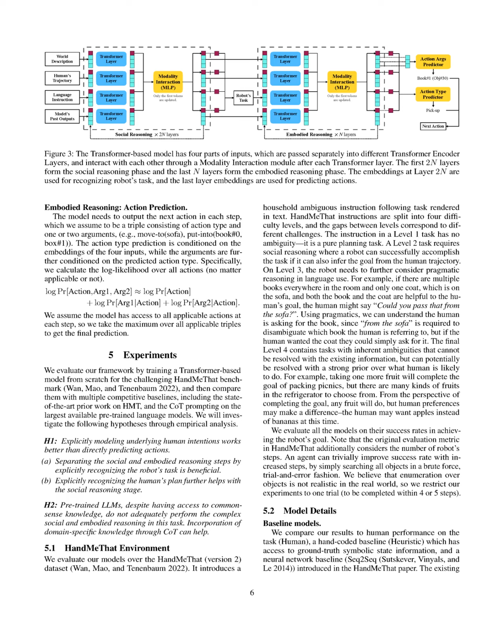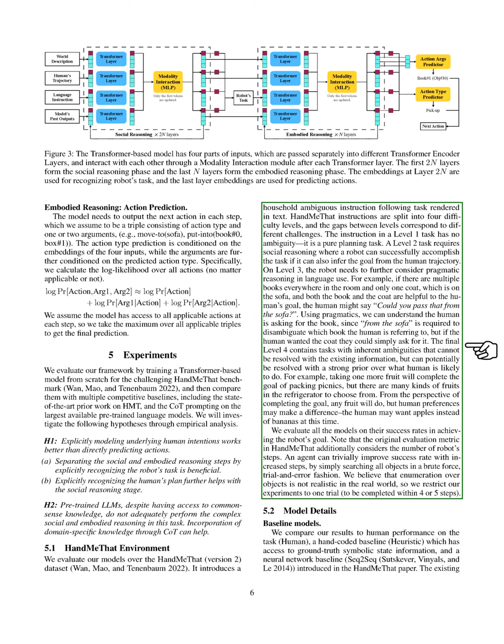Section Summary. In this section, we introduce our predictors for intermediate reasoning and final actions, trained using cross-entropy loss, while outlining our approach to human plan recognition and robot task recognition through a structured tuple of tokens. We evaluate our framework on the HandMeThat benchmark, exploring hypotheses about the effectiveness of modeling human intentions and the limitations of pre-trained language models in complex reasoning tasks.